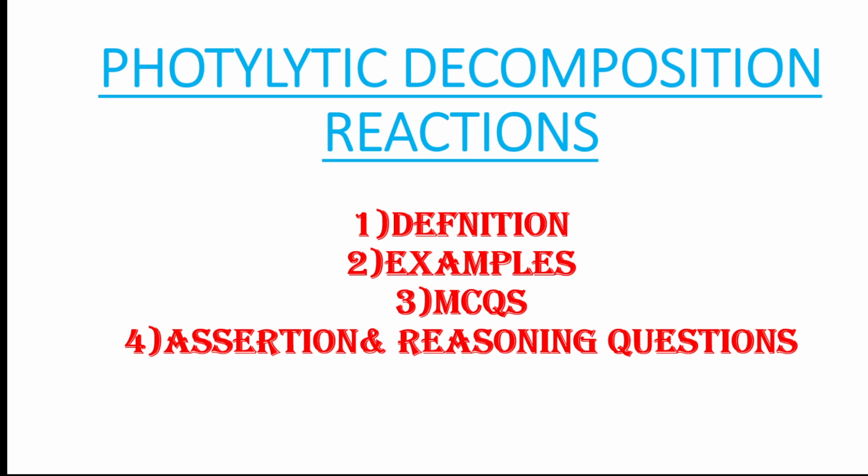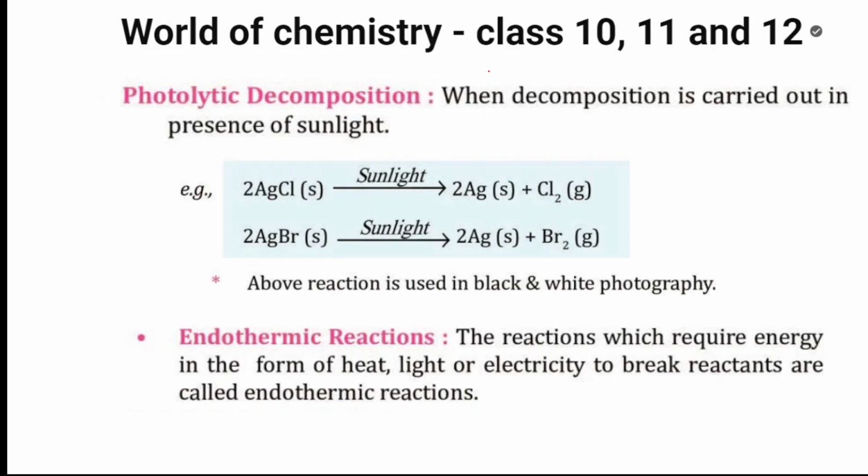Photolytic decomposition. Yes. Now photolytic decomposition means what? Whenever the decomposition occurs in the presence of sunlight, that is called photolytic decomposition. Now see here, silver chloride I have taken, silver bromide I have taken. I have left it in the presence of sunlight. It will break up into two different atoms. One is silver atom, one is chlorine. One silver atom, one is bromine.